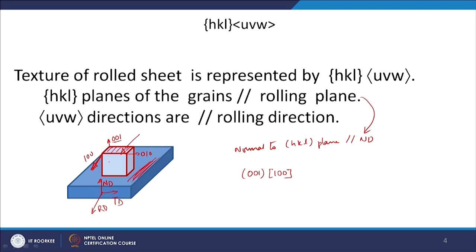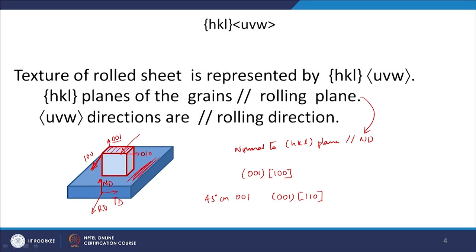Suppose I have rotated this particular cube by 45 degrees, then what will happen? My 110 direction will be parallel to RD. If I rotate 45 degrees about 001, the cube will be such that the 110 direction is parallel to RD. The plane will be the same, 001, because we are rotating about 001 here, and the direction is now new, the 100 will go at 45 degrees. The 110 will become parallel to RD, so then it will be 110. Now just by rotating the unit cell, our grain orientation has changed.